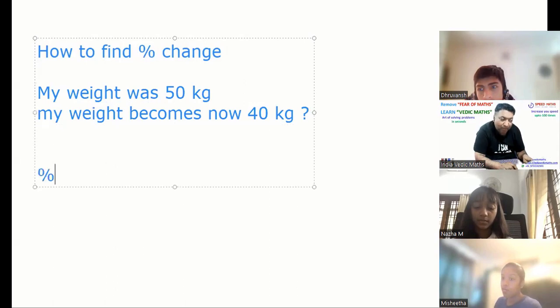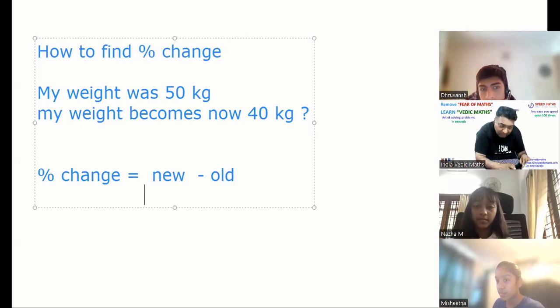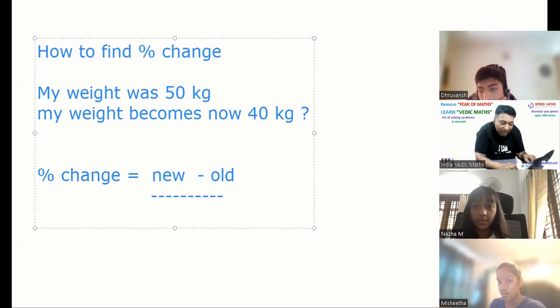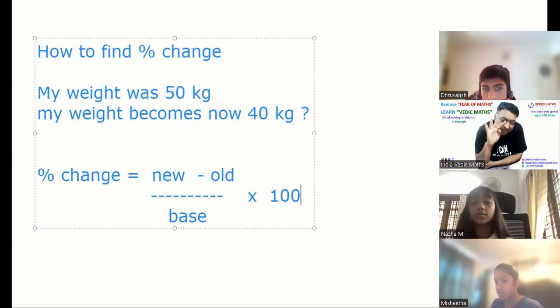Very simple. Percentage change is always new minus old, divided by base. That is the concept of percentage change, increase, decrease, profit, loss, anything: divided by base, always times 100. First you write down this. Any question on percentage change, percentage increase, percentage decrease, percentage error, percentage profit, loss, is the same concept.